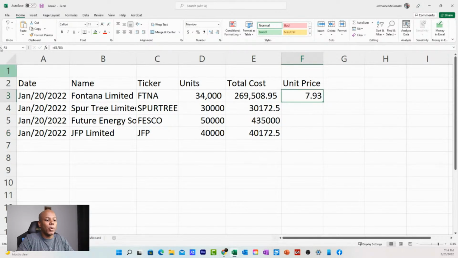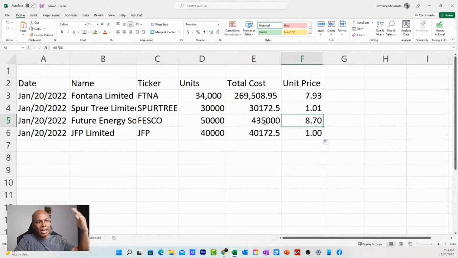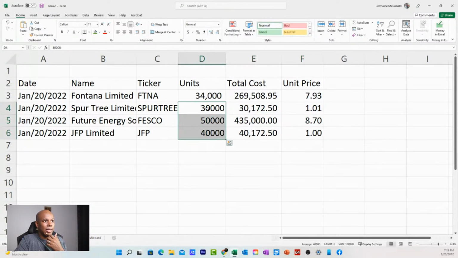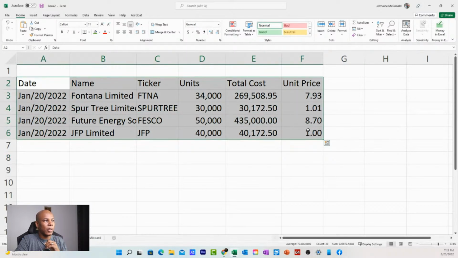All right. So what I'm going to do here now to calculate everything for the unit price, I'm just going to pull this formula down. And so what this is giving me is a unit price per share for all of these stocks that I've bought, right? So the day that I bought Fesco was the day that it was all-time high. I wanted 50,000 units. I paid 435,000 for it. And so my average price is $8.70. All right. So I'm just going to format these thousands just a little bit cleaner to see. And I'm just going to convert this as a table.